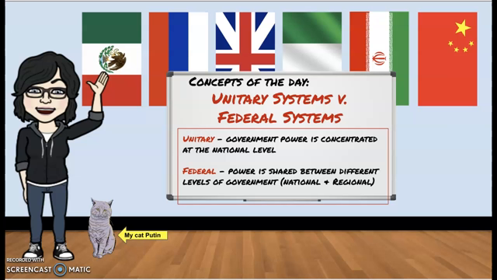Unitary systems versus federal systems. A unitary system is where the government power is concentrated at the national level. There's one level of government, and all the power is concentrated in that central government. Now, that government can devolve or delegate powers to state or regional or local governments, but ultimately, the power rests with the central government, and anything they give out, they can take back.